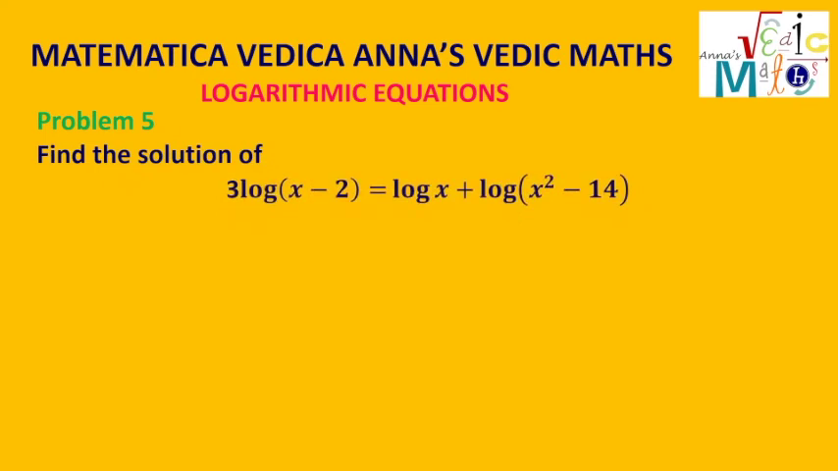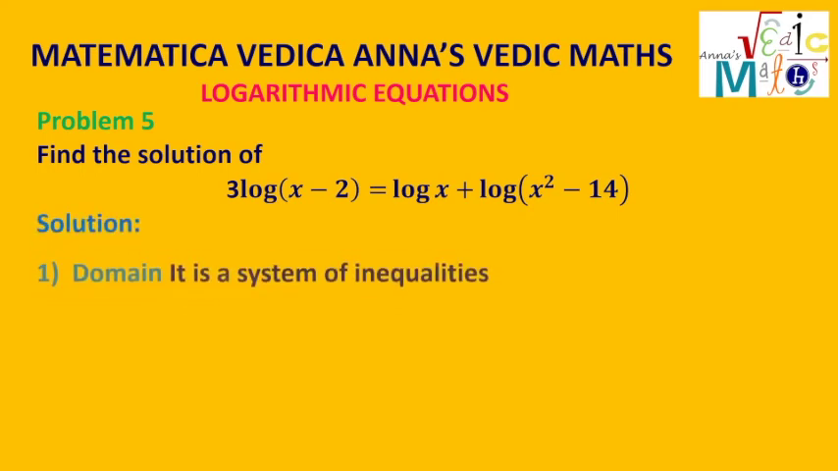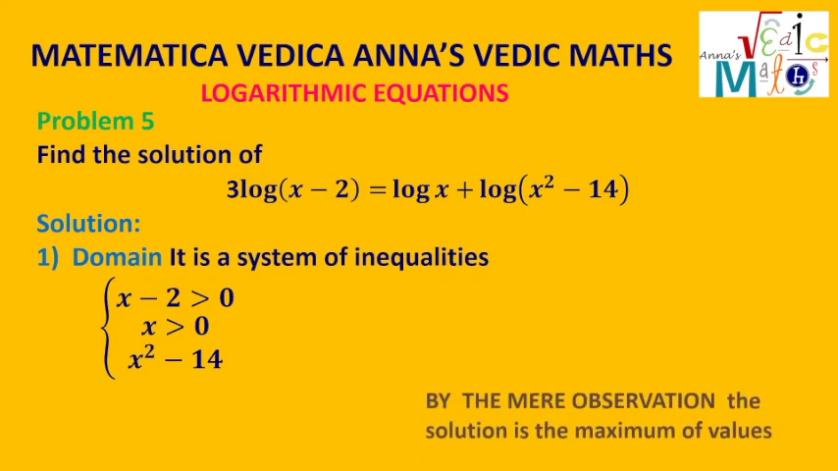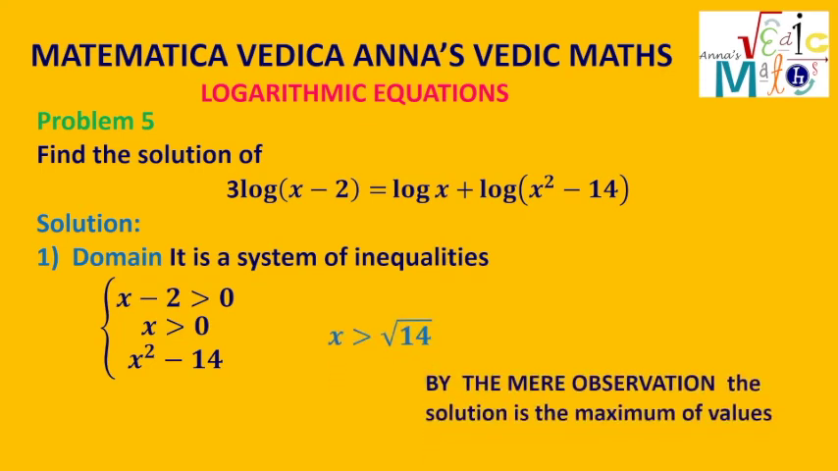Here the last example of logarithmic equation. We have 3 log x minus 2 equal log x plus log x squared minus 14. And we have to find the domain. The domain is the system of inequalities of the arguments. And by mere observation, we find the solution is the maximum of the values. That means x greater than square root of 14.